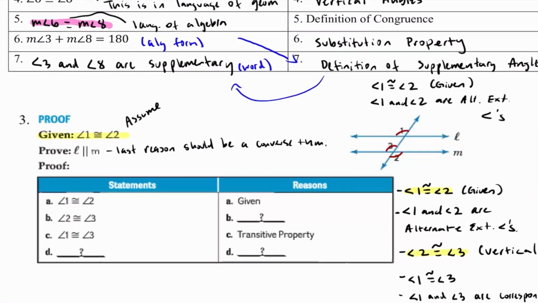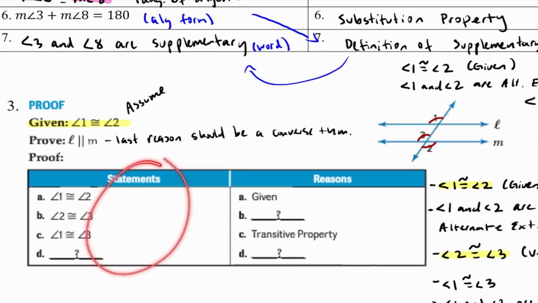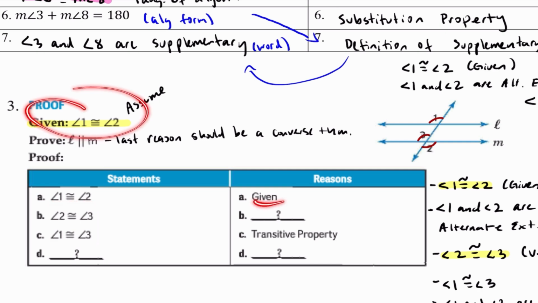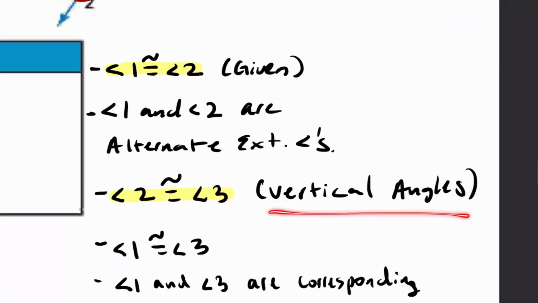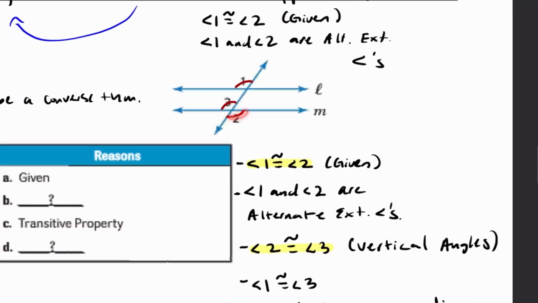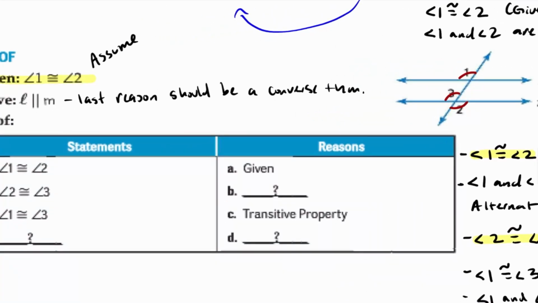Okay, so I want to go ahead and fill out the proof for number 3. Here are my statements, here are my reasons. Angle 1 is congruent to angle 2. That's because of given. It says right here. B says angle 2 is congruent to angle 3. Well, we said that angle 2 is congruent to angle 3 by vertical angles. So here's angle 2, here's angle 3. These two lines intersect and the angles across from each other are congruent. So my reason for B should be vertical angles.